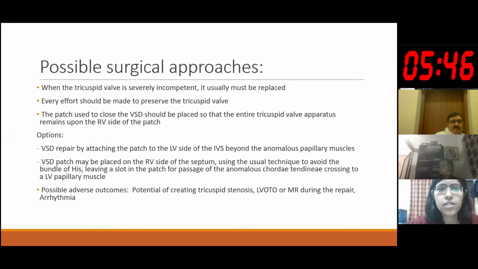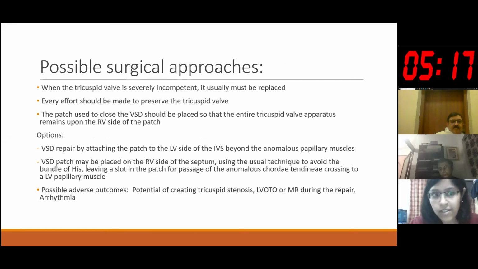Possible surgical approaches were basically two. One was that the VSD could be repaired by attaching a patch to the left ventricular side of the interventricular septum and incorporating all the papillary muscles as much as possible on the right ventricular side. The other option that the surgeon had read about was that the patch could be fashioned in such a way that he left a passage for the chordae tendineae to attach to the abnormal papillary muscle in the LV.